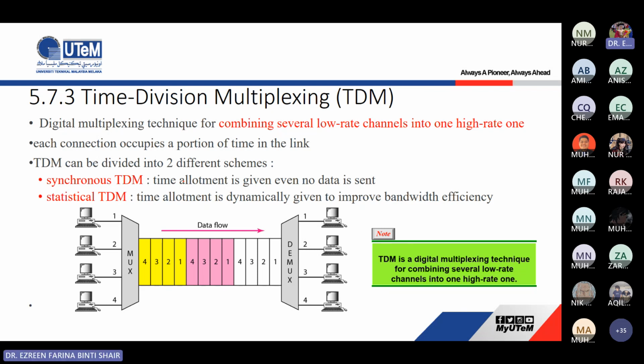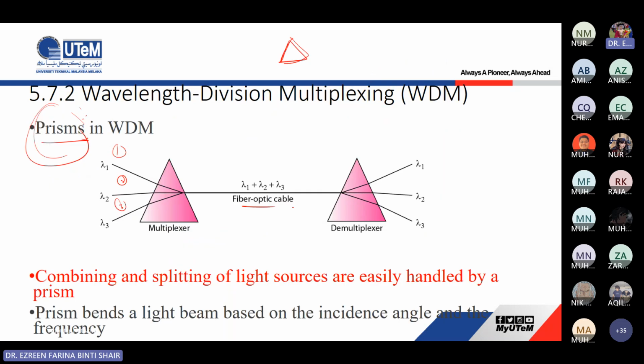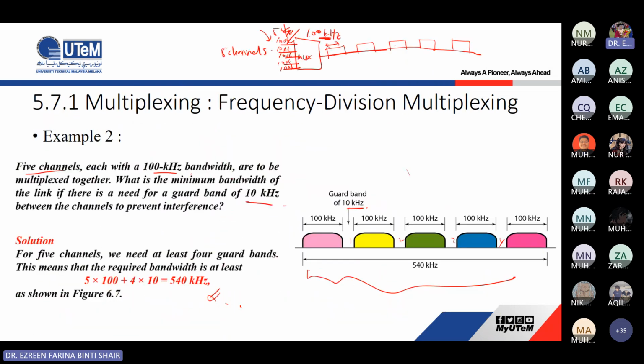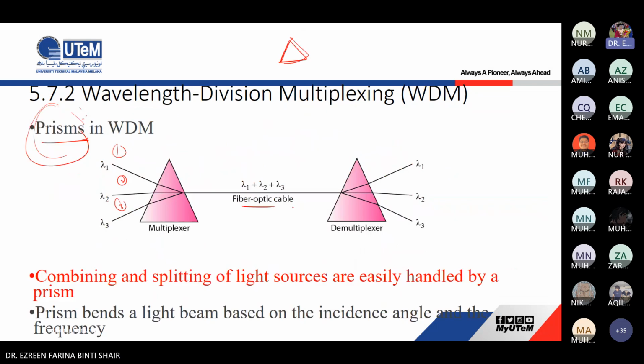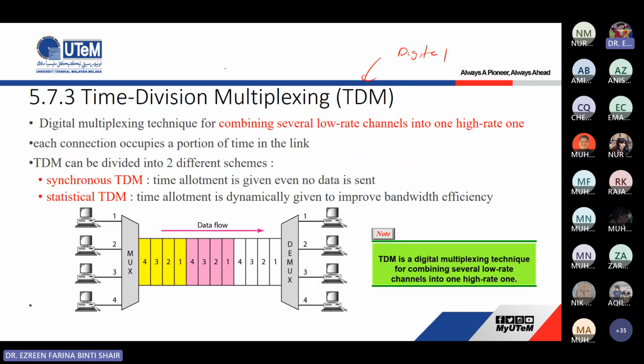Okay, so this third multiplexing is time division multiplexing. So TDM is a digital multiplexer. For the previous multiplexers, the signals are analog. But for this one, the signals are digital. So when we talk about digital, then the signal is binary, 0, 1.